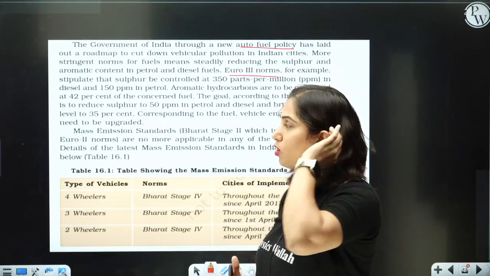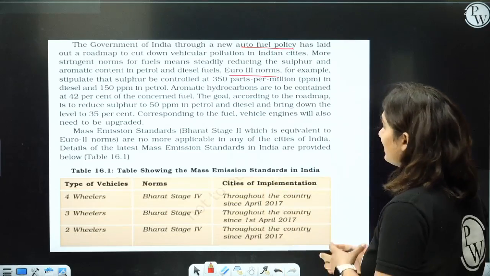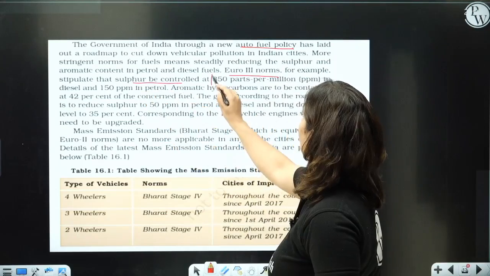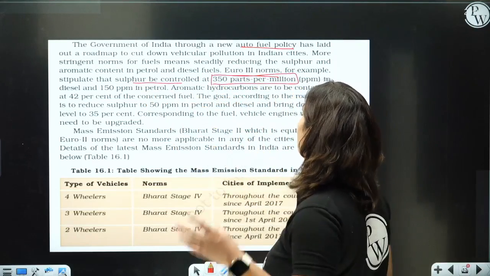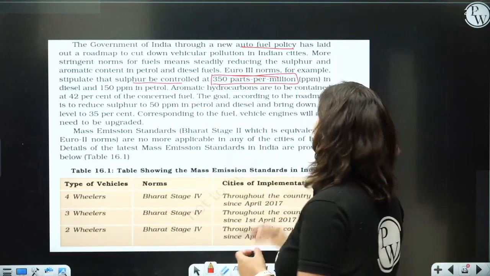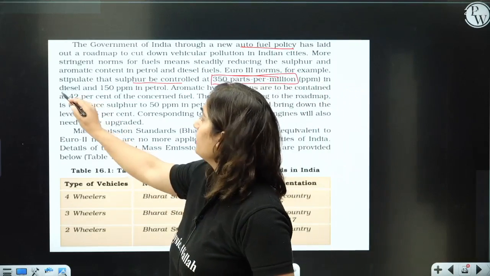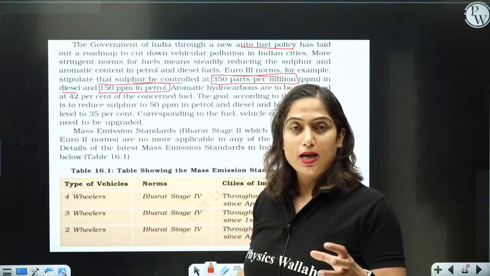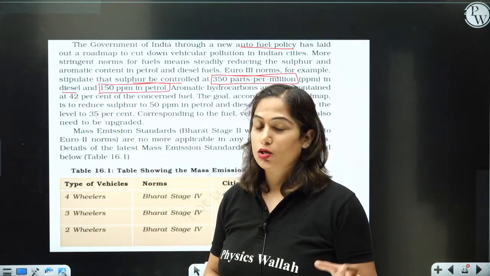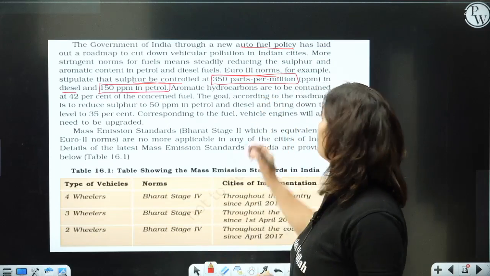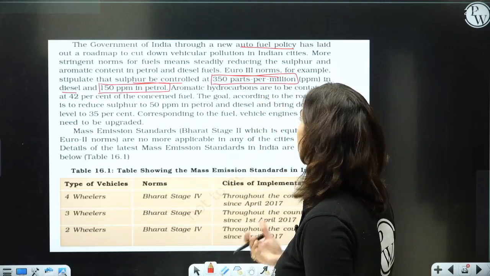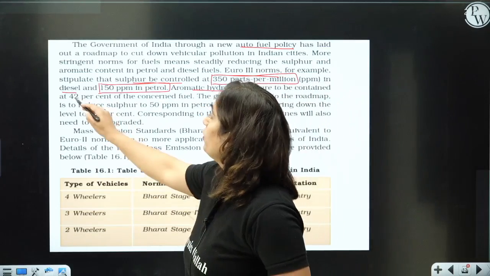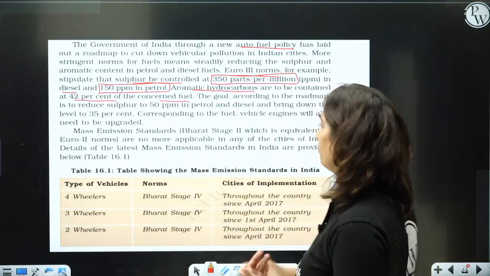So these are certain norms by the Indian government which says that the sulfur should be controlled at 350 ppm. What is 350 ppm? Parts per million. The sulfur should be controlled at 350 ppm in diesel and up to 150 ppm in petrol. That means the concentration of sulfur should not be more than 350 ppm in diesel and 150 ppm in petrol. And the aromatic hydrocarbons have to be only 42% of the concerned fuel, right?